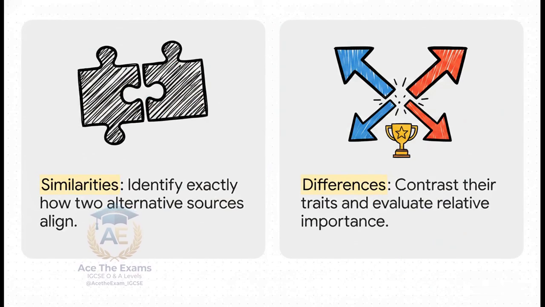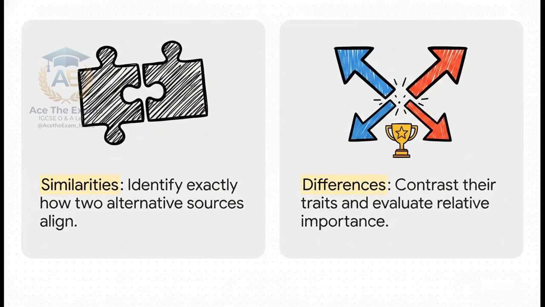Well, true comparative analysis requires identifying both similarities and differences. I'm going to say that again, because examiners note this exact failure constantly. You must identify how two sources of finance align and how they differ. And what's the elite secret to doing this seamlessly? Using comparative connectives. You need to be using words like whereas, conversely, or in contrast to. You must support each comparison with direct evidence from the text, and then draw strong conclusions about their relative importance.